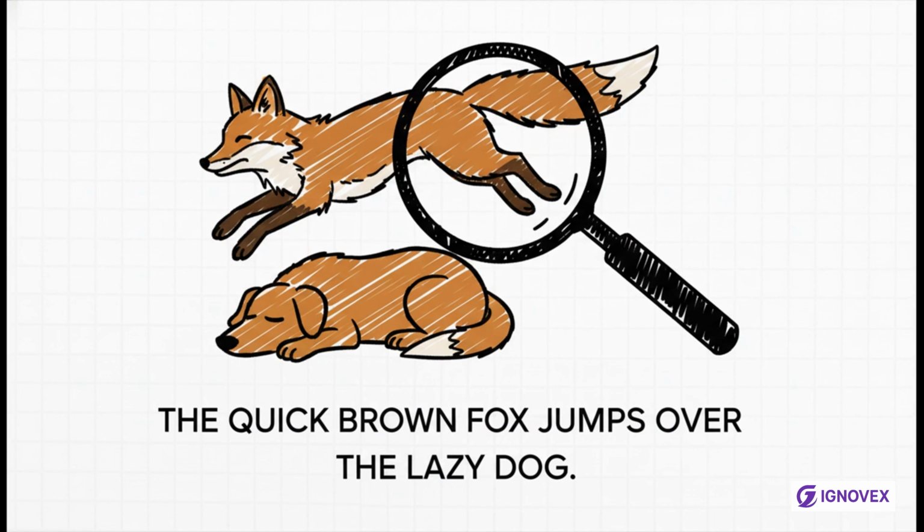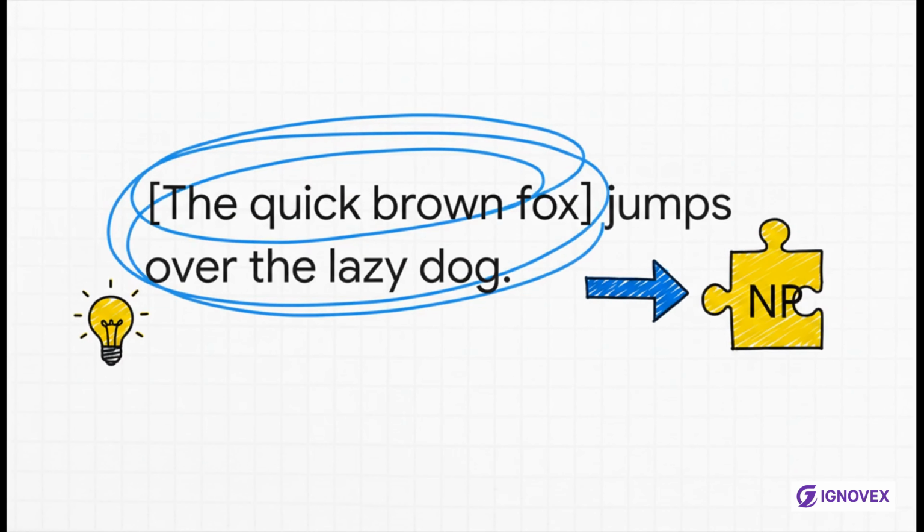All right, let's see this in action with a sentence you've probably heard 1,000 times. The quick, brown fox jumps over the lazy dog. To us, it's simple, but let's see how a computer using chunking would see it. Okay, first, the system scans the sentence, and it immediately spots a group of words that are acting like a single unit. It sees the quick brown fox, and it says, aha, that's a noun phrase. It just bundles them all together and treats them as one single concept, the thing doing the action.